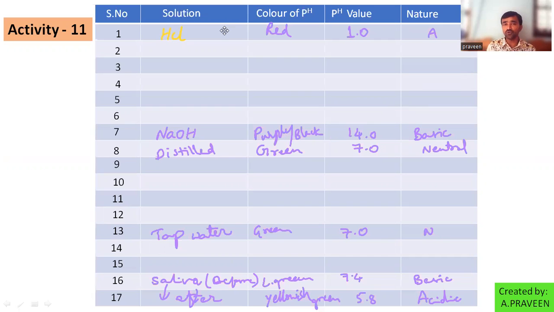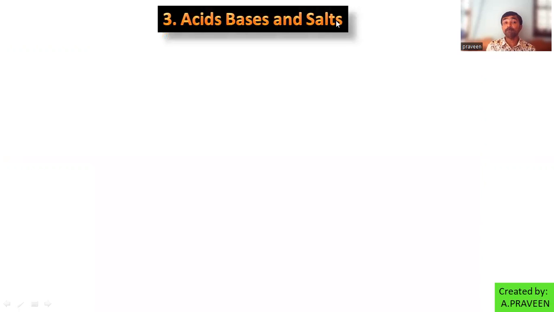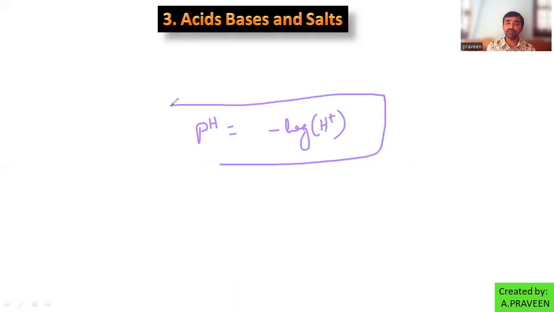Actually, I forgot to give you one formula. What is that formula here? Simply the pH scale formula, that is given as pH equal to minus log of H plus ion. So this is the formula for pH. pH equal to minus log of H plus.